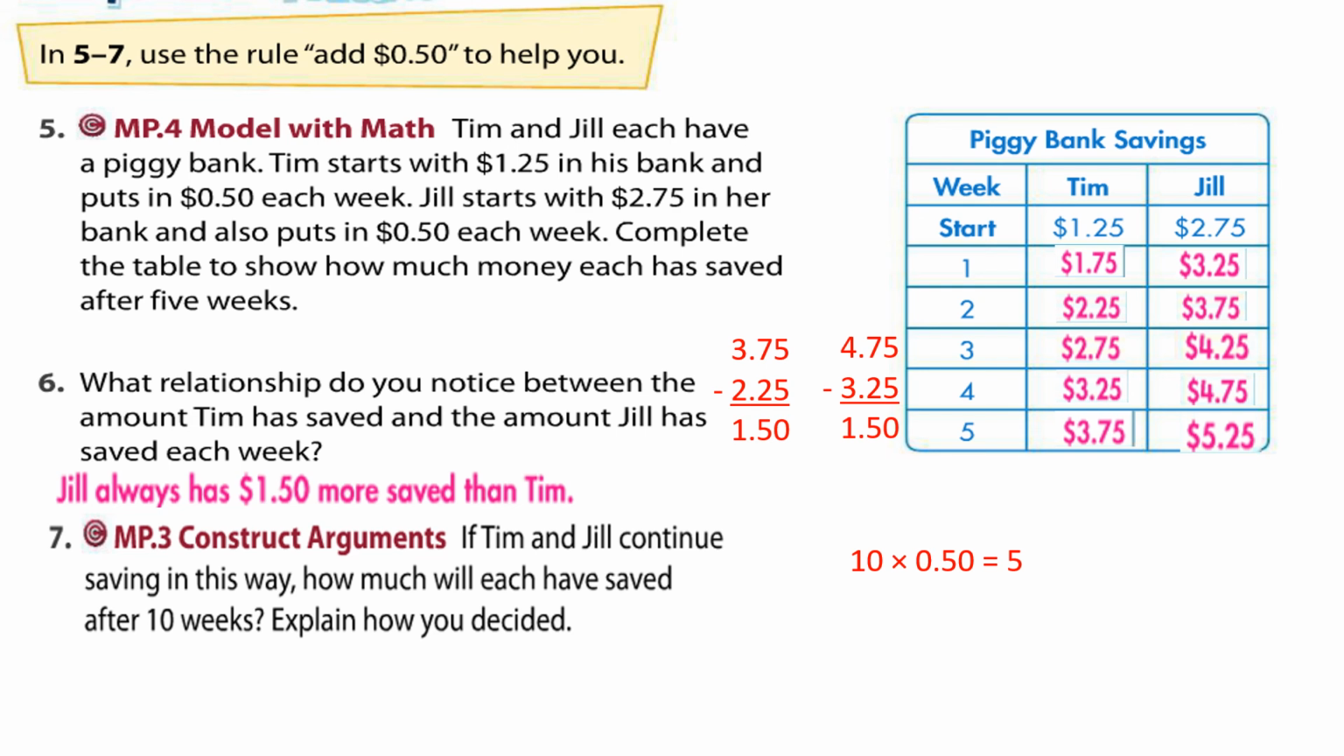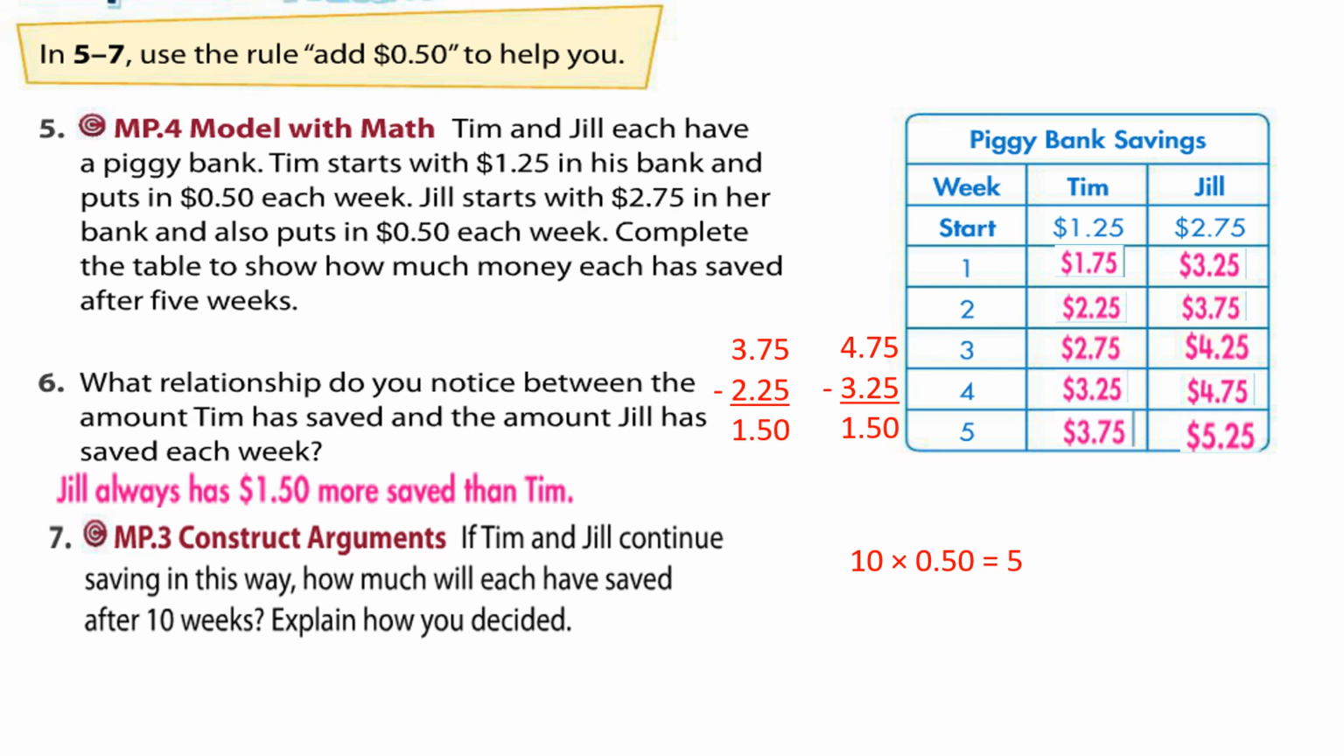So firstly, 10 by 0.50 will be 5. How to multiply 10 by 0.50? Easily, just move the decimal point to the right. Only one movement, because I'm multiplying by 10 here, so it will be 0.5 becoming of course 5. So firstly, multiply the rule by the number of weeks, which is 10 times 0.50 will be 5.